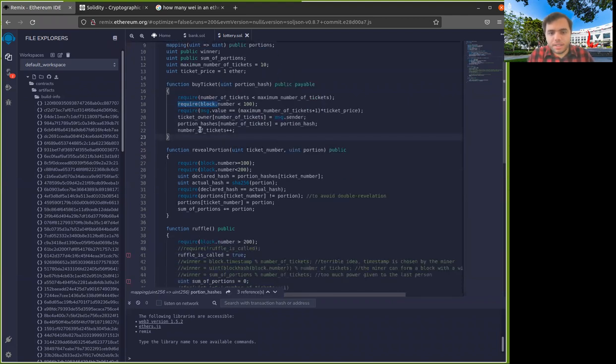Okay, nice. Then we will have another function for revealing. Let's see if I have to change anything here. So the hash that we had declared in the previous step is what we have in the mapping. The actual hash is the SHA-256 of this portion. And we just require that the hashes match. We require that this is the first time that the portion is being revealed. And we record the portion and we record the sum of portions. This is fine.